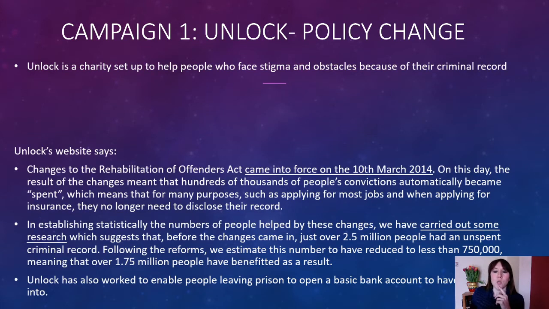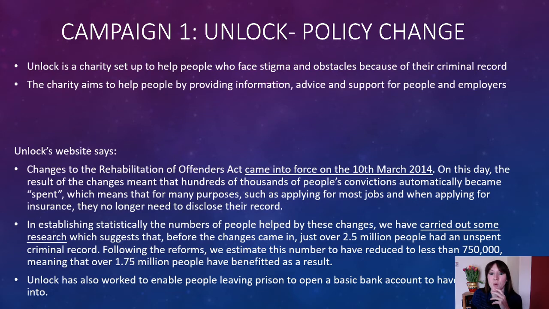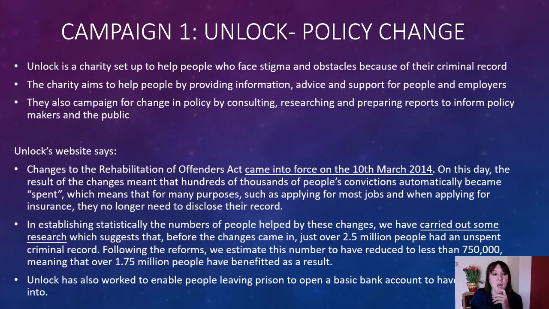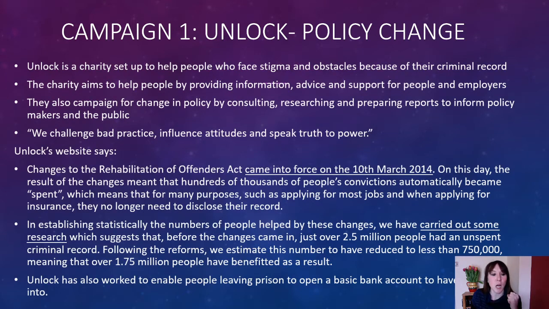Unlock. So Unlock was our policy change. Unlock is a charity set up to help people who face stigma and obstacles because of their criminal record. The charity aims to help people by providing information, advice and support for people and employers. They also campaign for changing policy by consulting, researching and preparing reports to inform policymakers and the public. We challenge bad practice, influence attitudes and speak truth to power. So this is the idea of lowering the obstacles that people face who have a criminal record. And so then on the Unlock website, it has a number of things.